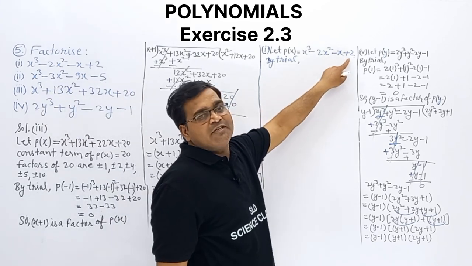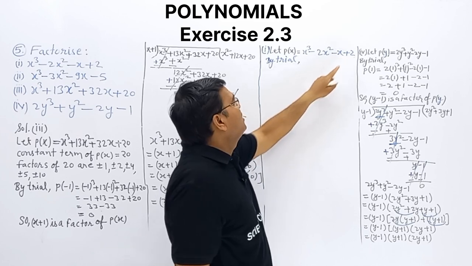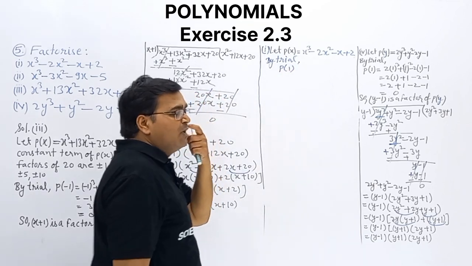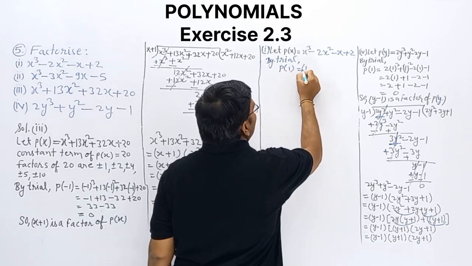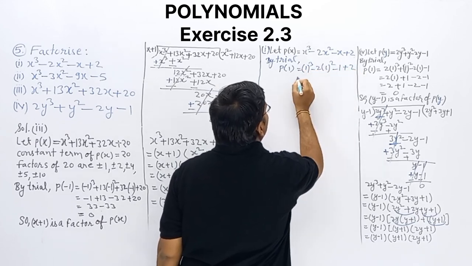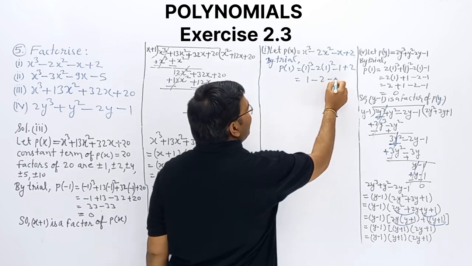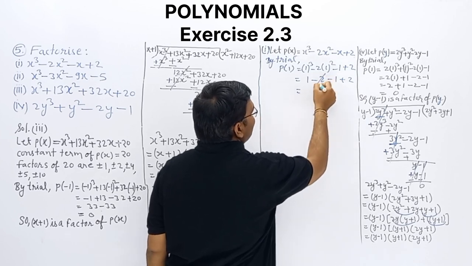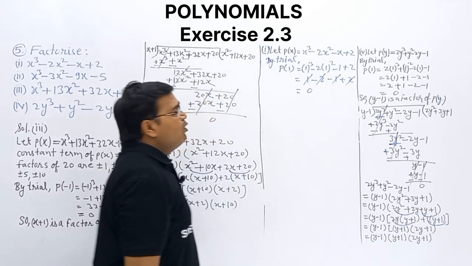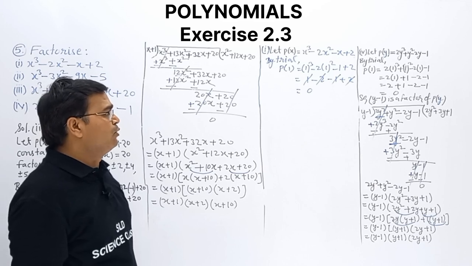We are having constant term 2. It means we can put plus 1, minus 1, plus 2, minus 2. I am putting P of 1. I am putting x equal to 1. Then what we are getting? 1 cube minus 2 times of 1 square minus 1 plus 2. Solve this one. 1 minus 2 into 1. 1 minus 1 plus 2. Minus 2 plus 2 cancel. Minus 1, 2 plus 1 cancel. So it means 0. At P of 1, at x equal to 1, this polynomial value is 0.